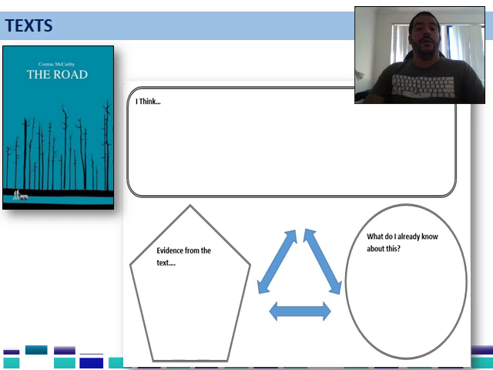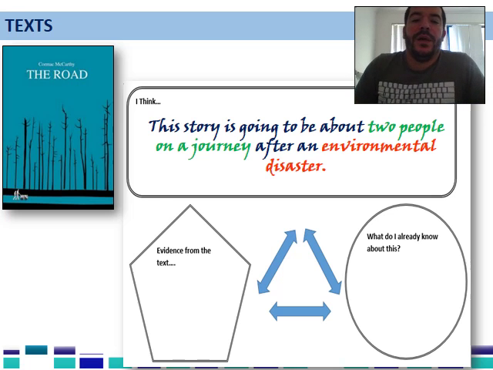All right. So how'd you go? You happy with it? If you're not, it's okay. It takes practice. Here's what I've got. I think that this book is going to be about two people on a journey after an environmental disaster of some type. It's what I think. It's perfectly fine, but I can back it up.